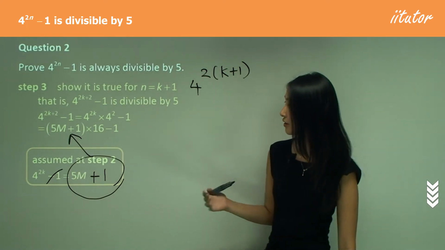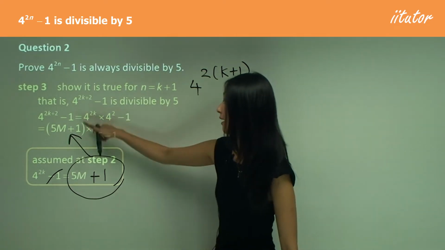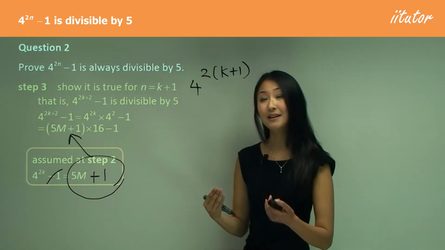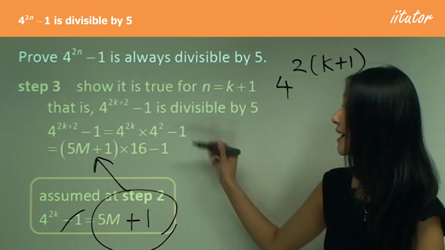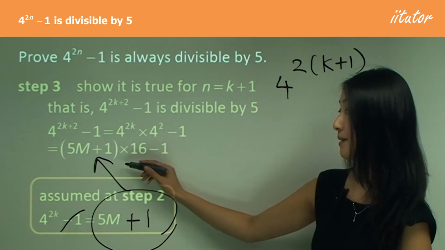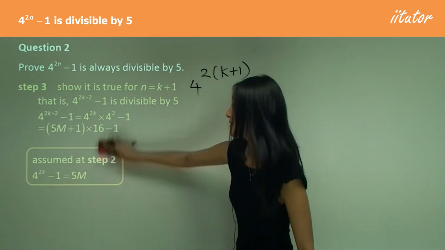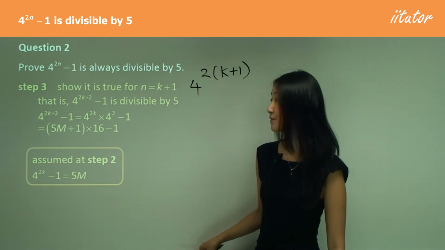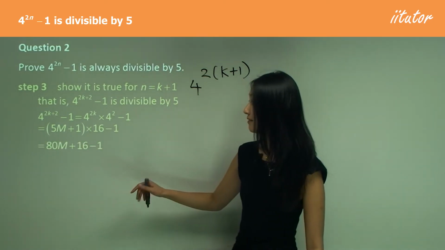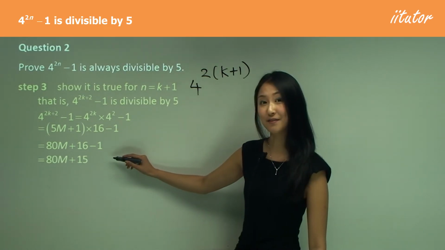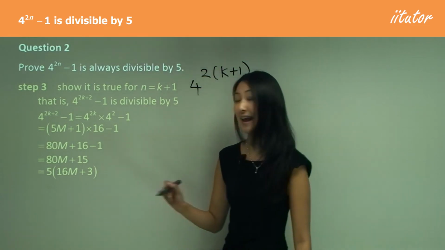Now I don't want you to go, oh, that's 4 to the power of 2k minus 1, and substitute that whole thing for 5m, because can you see how there's a multiply there? So we can't just use that, right? And that's why I'm actually changing this to substitute 5m plus 1 into there. And now I just need to expand. So 16 times 5 just gives me 80m plus 16 minus 1 equals 80m plus 15. And I can factorize out 5, which leaves me with 16m plus 3.